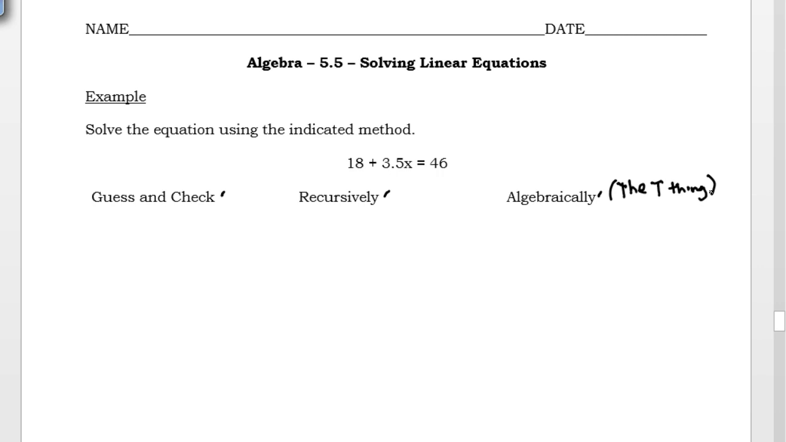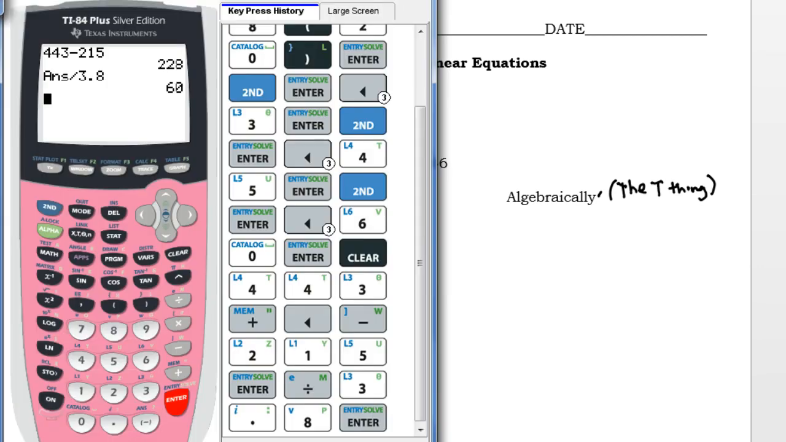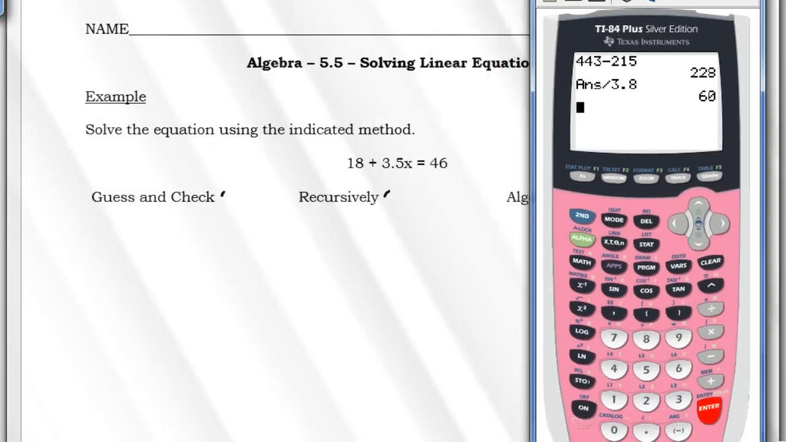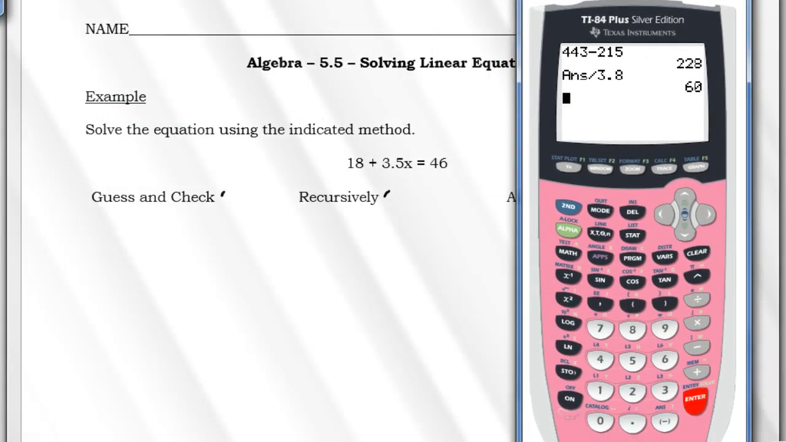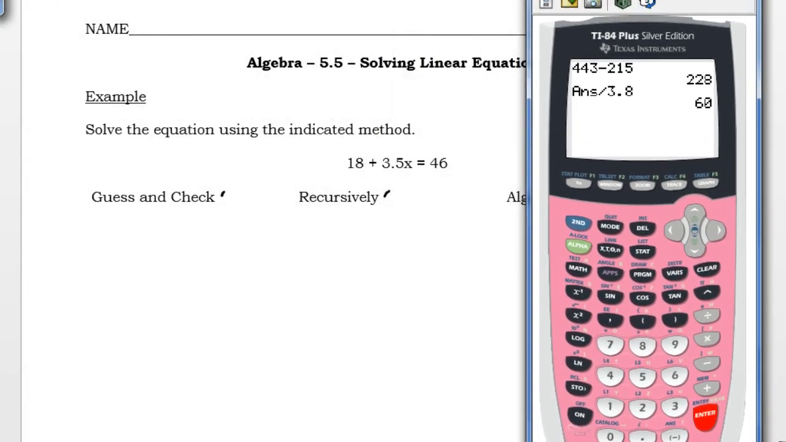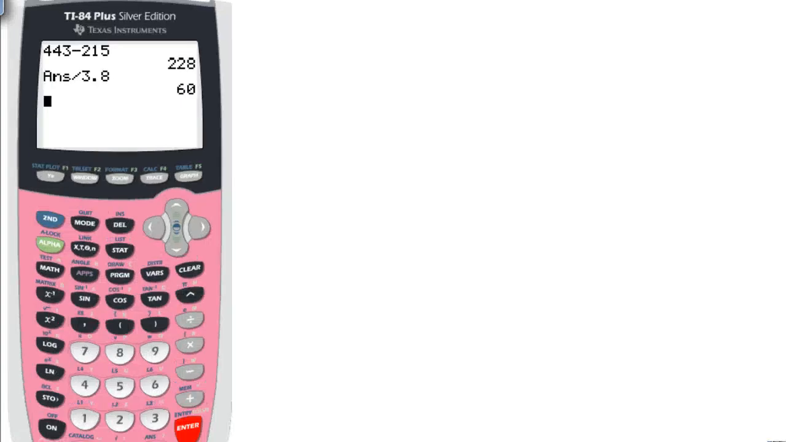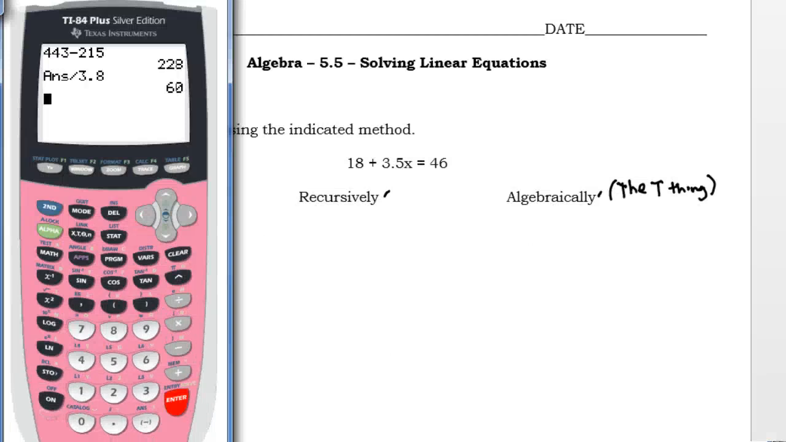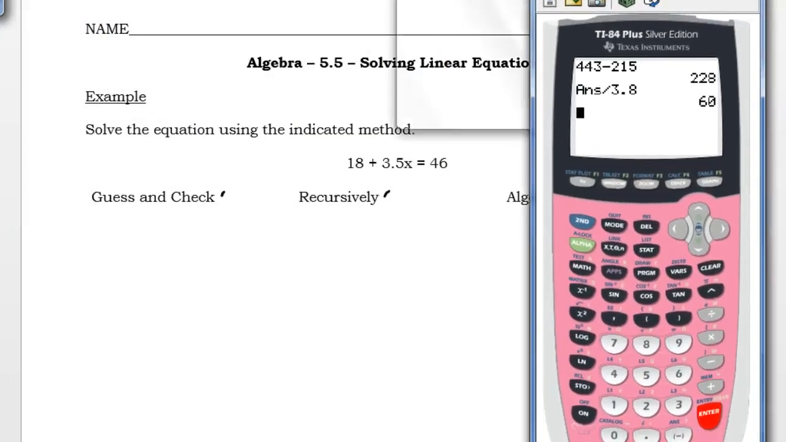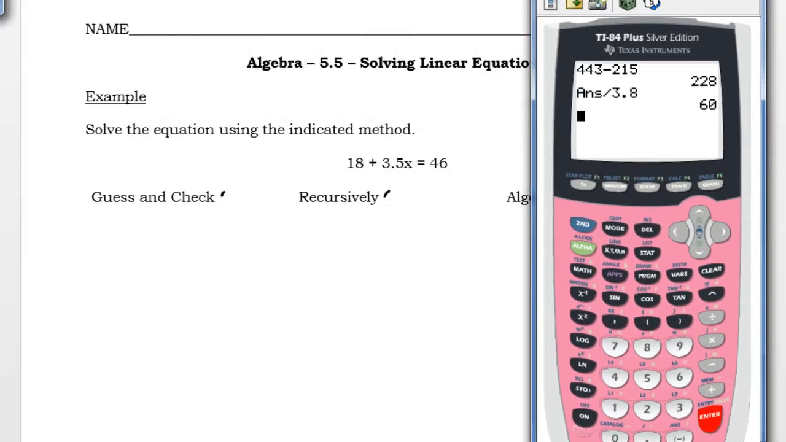Okay, so guess and check is an old method, but it works well for a lot of people. Let me put my calculator over here. It keeps going full screen. Close enough. Okay, so I know that I want to get 46.